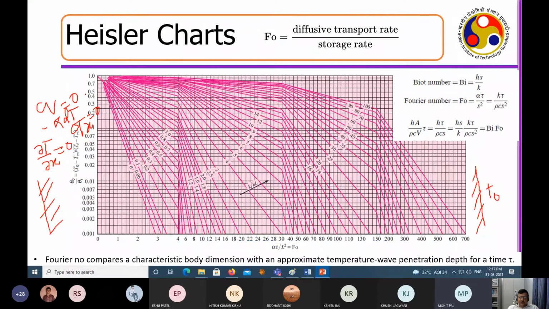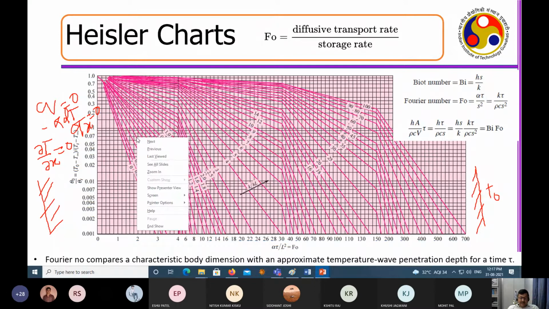Right. So for a given geometry, what does the Heisler chart talk about? This is the temperature, this is the Fourier number, and this is the Biot number. What is the Fourier number responsible for? It talks about the diffusive transport rate divided by the storage rate. What is the Biot number talking about? The Biot number is the internal thermal resistance relative to the surface resistance. And the interplay between the two is reflected in terms of the change of the temperature.